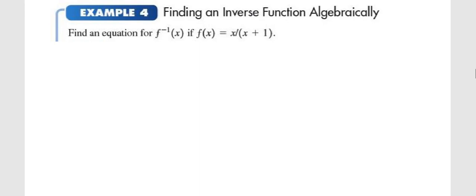Okay. Finding an equation for f inverse. Let's just do the simple stuff here. 1, switch x and y. Can we do that? x equals y divided by y plus 1. Now there's a lot of you out there in TV land that struggle with knowing how to solve for y, right? How do we solve for y?